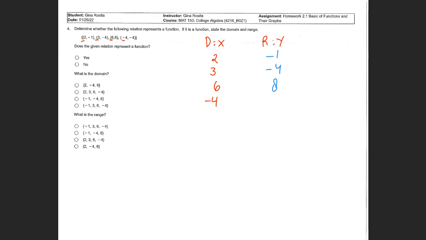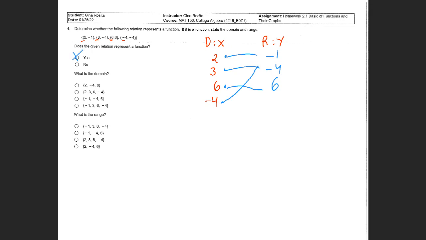Now (2, -1), (3, -4), (6, 6). This is 6, not 8. My eyes, my bad. I need to change my glasses. So now (-4, -4). Each x has exactly one element in the range. This is a function. Yes, this is a function.